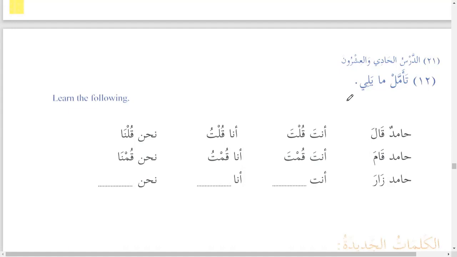This is where we have to figure out why it has become qulna, why we have dhamma over there, and how these changes take place. As of now, we will only look at it as we see here: huwa qala, anta qulta, ana qultu, nahnu qulna. From the sixth one, the reason it has changed into qulna is because it is from bab nasara yansuru.